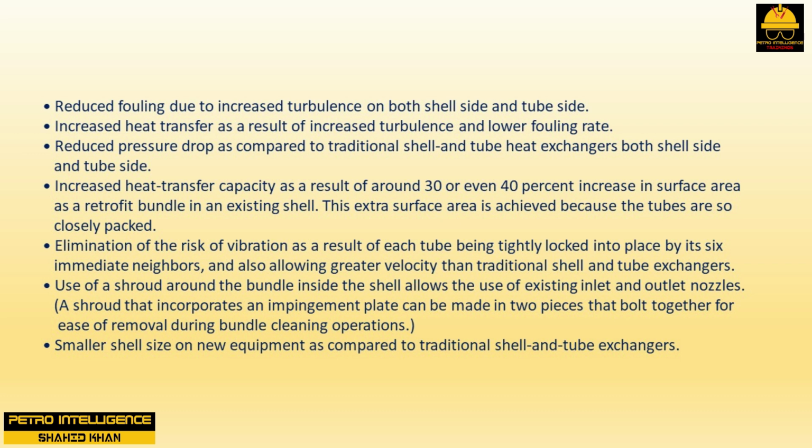Use of a shroud around the bundle inside the shell allows the use of existing inlet and outlet nozzles. A shroud that incorporates an impingement plate can be made in 2 pieces that bolt together for ease of removal during bundle cleaning operations. Smaller shell size on new equipment as compared to traditional shell and tube exchangers.